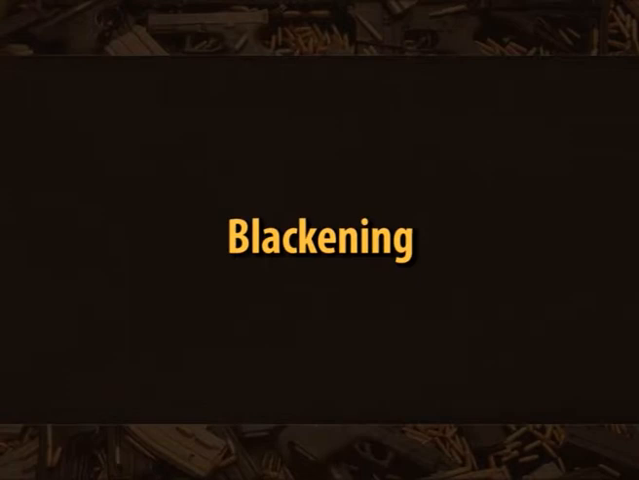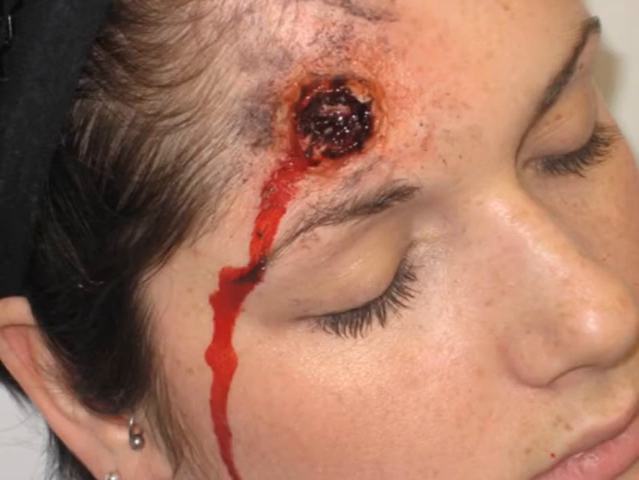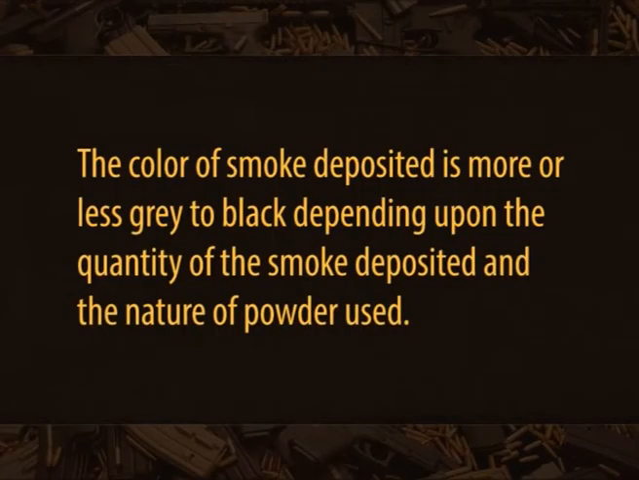Then comes blackening. The blackening around the wound is caused by the deposition of smoke by all types of propellants when the shots are fired from a very close range. The intensity of the color is maximum with gunpowder, less with semi-smokeless powder and least with smokeless powder when fired from the same range and with equivalent quantities of powder used in the ammunition. The color of the smoke deposited is more or less grey to black depending upon the quantity of smoke deposited and the nature of the powder used.